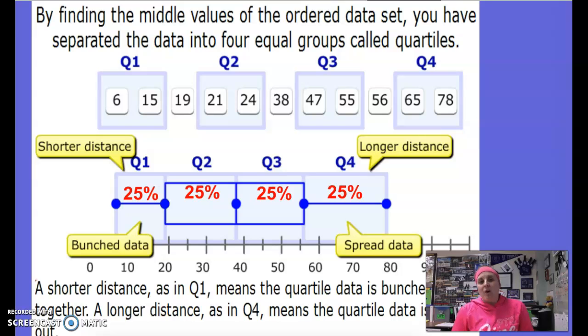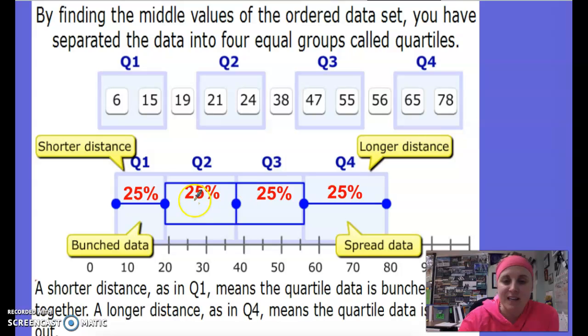The cool thing about a box and whisker plot is that in between each of these data points, we have a quarter of the data. So 2 data points are in the first quartile, 2 data points are in the second, and in the third, and in the fourth. So you can see that a quarter of the data points are in between each of those values. That's why they're called quartiles, meaning 1/4 of the data is in between those values.